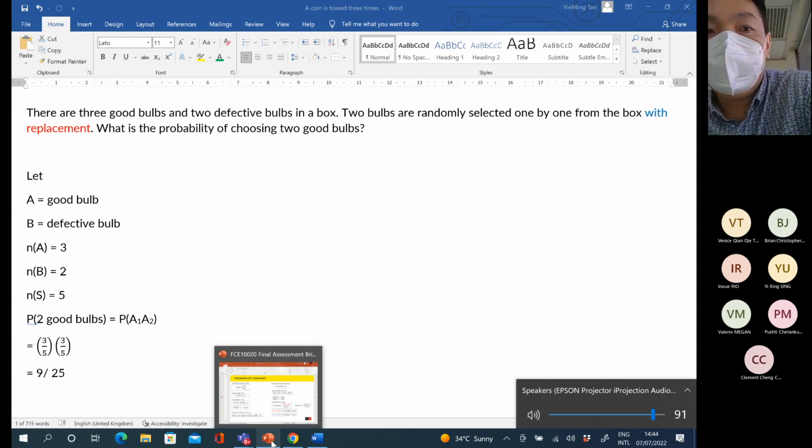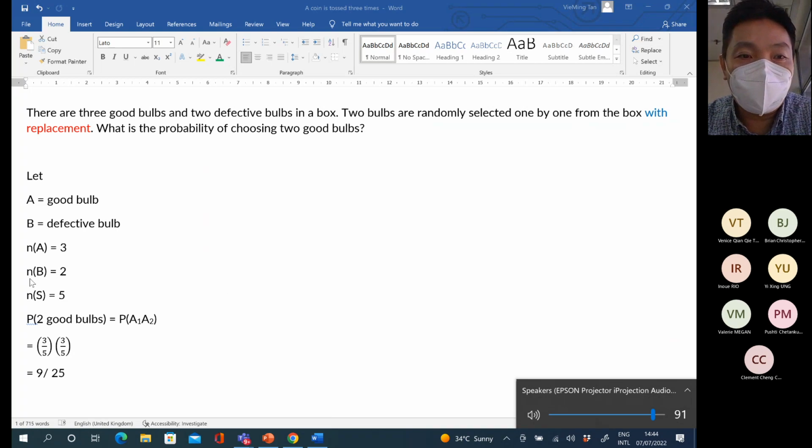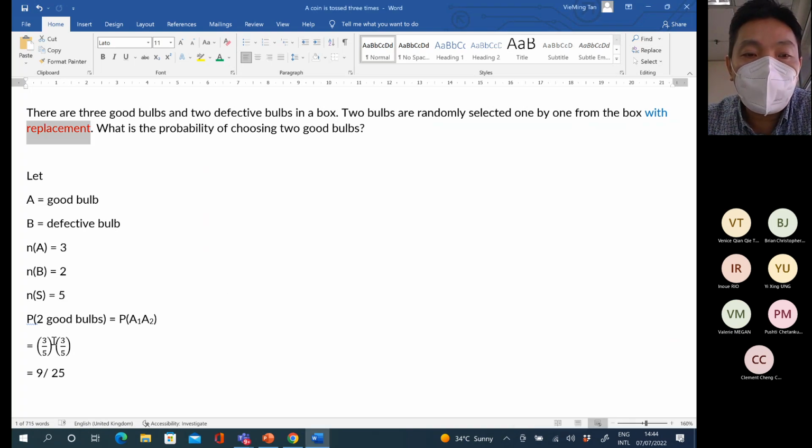All right, so we can start now. This question is looking for the probability of 2 good bugs. That means all of the bugs chosen are good ones. So I use A1, A2. We have to start from the first event. What is the probability that the first bug chosen is in good condition?